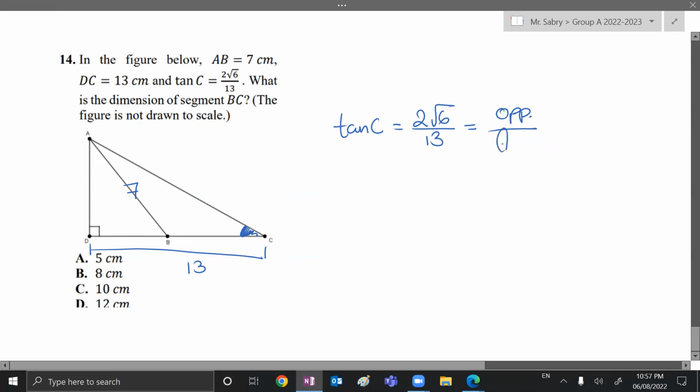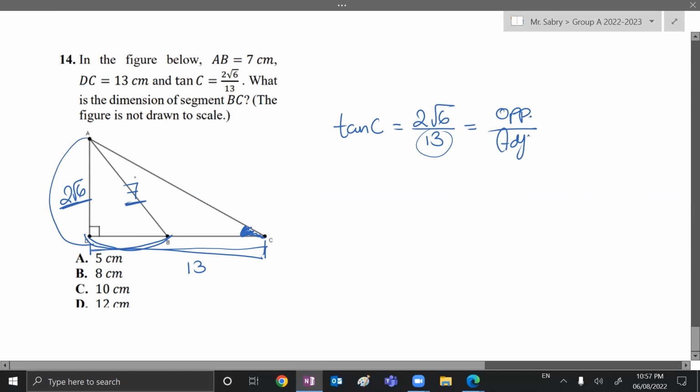What does that mean? It means that the opposite to angle C is 2 root 6. So what's opposite to angle C? It's AD, this one. This one is 2 root 6, while the adjacent is the 13 on this side, lower 13. Using these two sides, can I get the measure of AC? Actually, I don't even need the measure of AC. Using this side and that one, can you get the measure of BD?